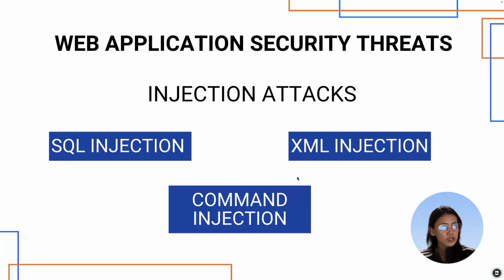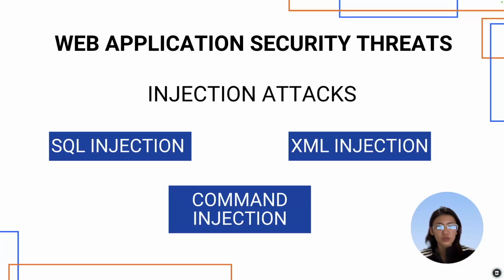And then for our XML injection, this one occurs when an attacker injects malicious XML content into an XML parser. Okay, so here, the impacts of XML injection are data theft, denial of service, or unauthorized access. And for the prevention, we can prevent it by validating and sanitizing the XML inputs and also using secure XML parsers.